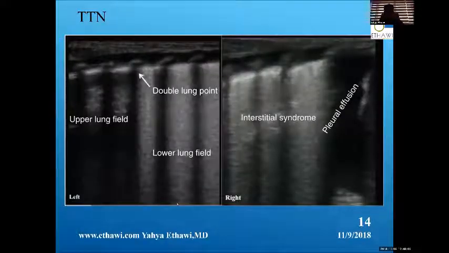Double lung point: B lines reach to the end of the picture in one area, do not reach to the end of the picture in another, with presence of A lines. Interstitial edema on the right, there is again B line, there are a couple of air bronchograms, increased echogenicity in the subpleural area with some pleural effusion.